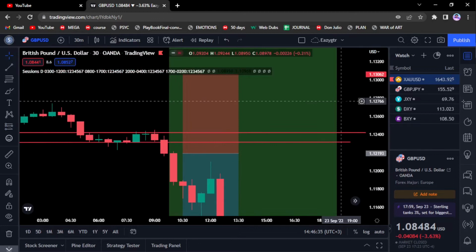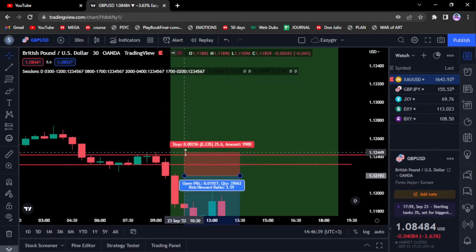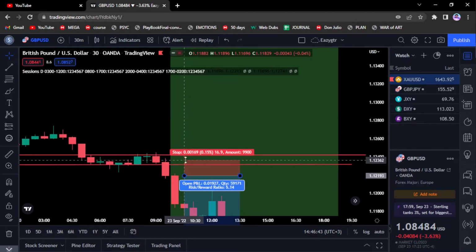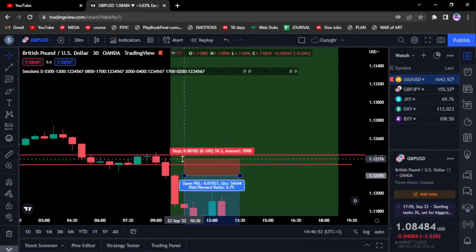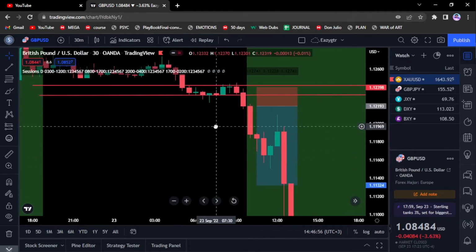So this is based on your risk management. You can either have your stop loss above this range for 29 pips, in the middle of the range for 18 pips, above the current candle high for 6 pips, or above the previous candle high for 18 pips. What you want in this strategy is always a 1 to 2 or 1 to 3.